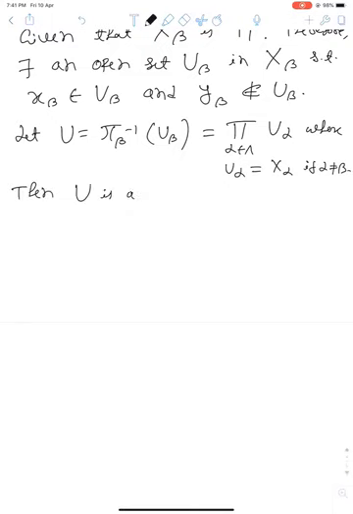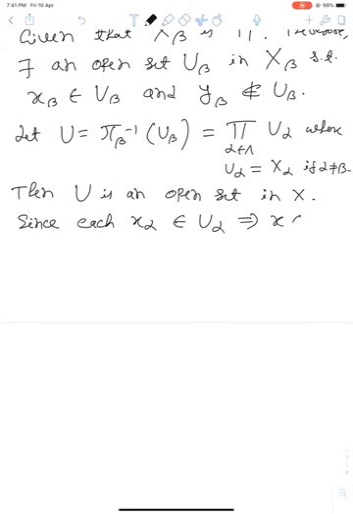U is an open set in X. Also, it is clear that X belongs to U. Why does X belong to U? Now, since each X alpha belongs to U alpha, that implies X belongs to U.